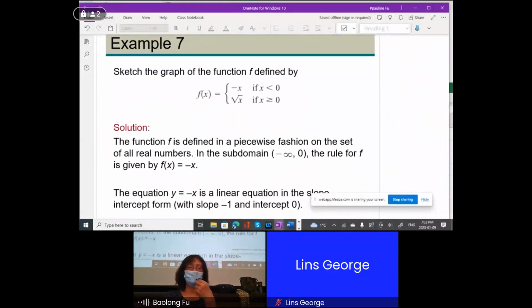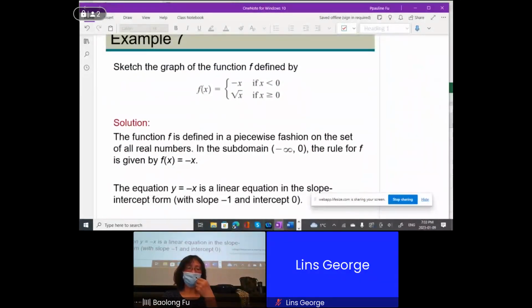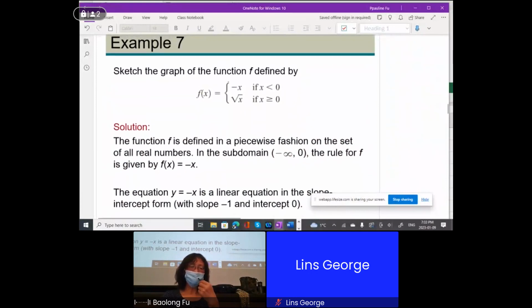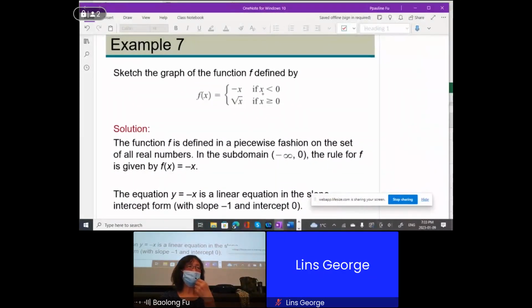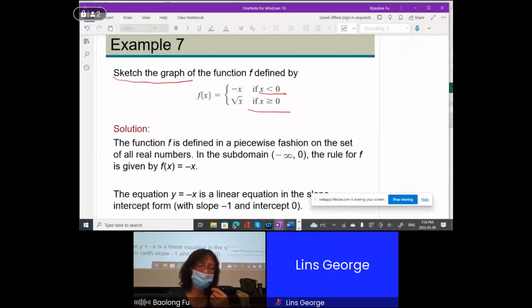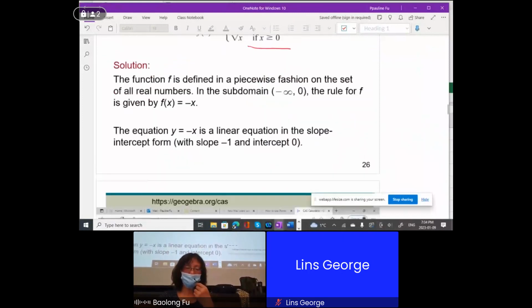All right, piecewise functions. This function has two situations. Situation 1: if x is smaller than 0, it is negative x. Situation 2: if x is greater than 0, it is the square root of x. What is the question here? Sketch the graph of this function.